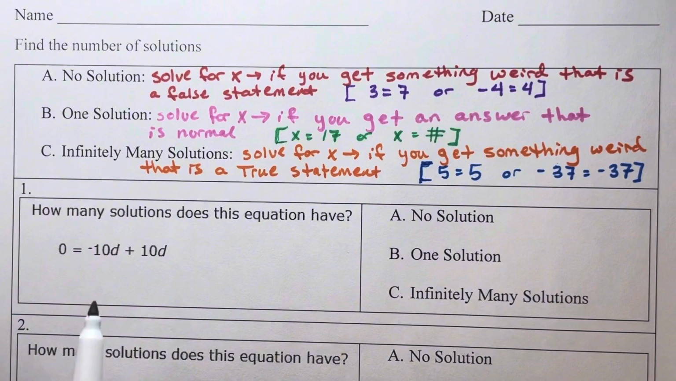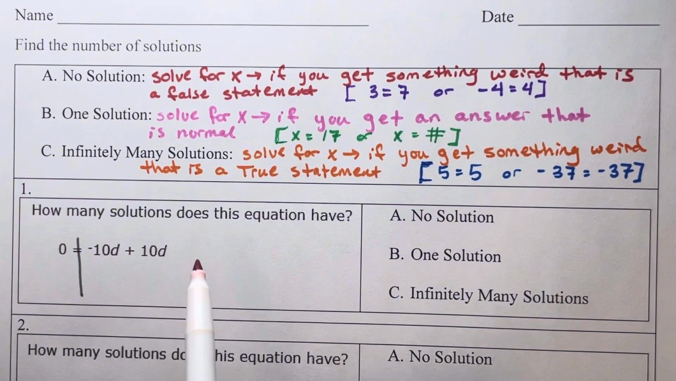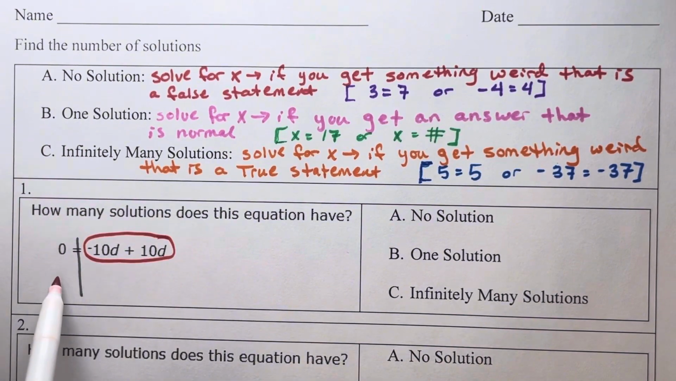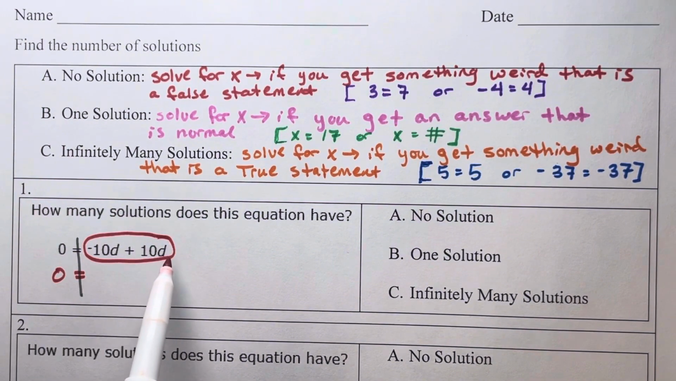Example 1. How many solutions does the equation have where 0 equals -10d plus 10d? Well, we've learned a lot in the last few lessons about solving for a variable. And we've learned that when you have multiple of a variable on the same side of the equal sign, just combine them. That gives us 0 equals -10d plus 10d.